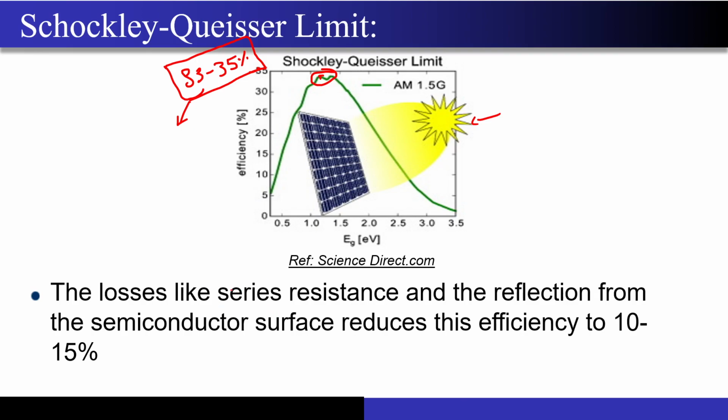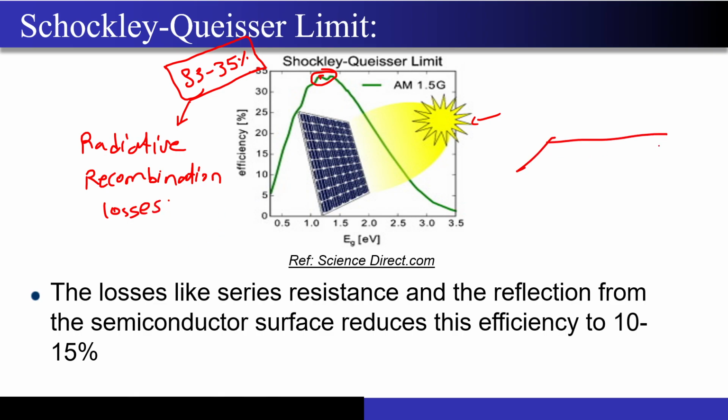The first thing you should note is that the only losses assumed in deriving this Shockley-Queisser limit are radiative recombination losses, right? There are no other factors that were actually taken. So for example, if this is my solar cell, and I am incident some light, some of the light will also get reflected back, right? So that light will not contribute to anything.